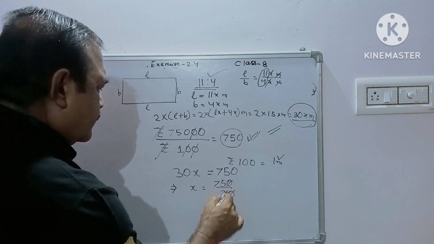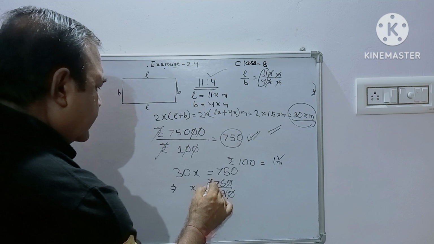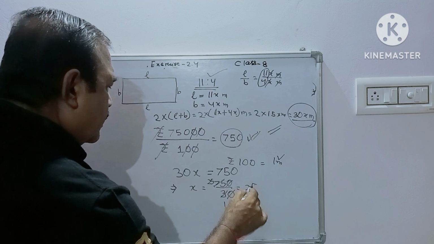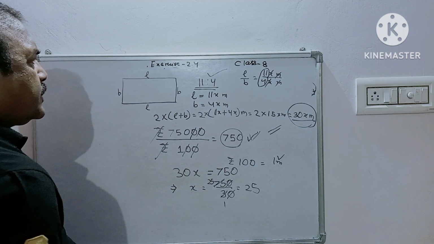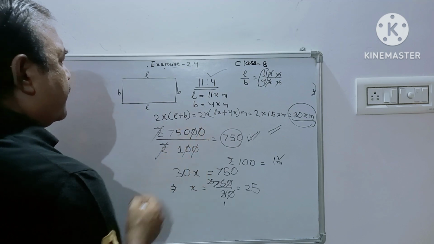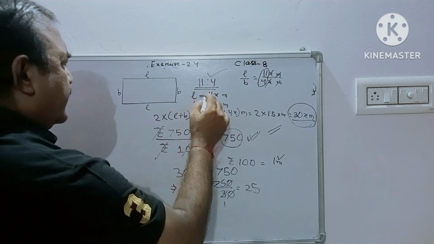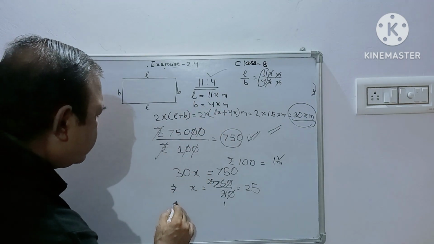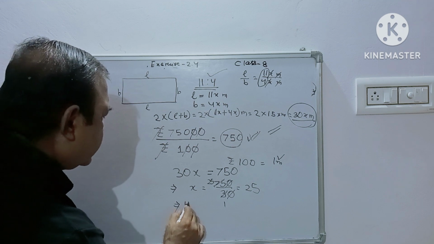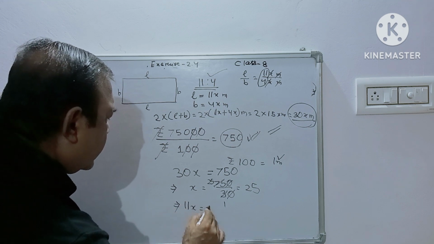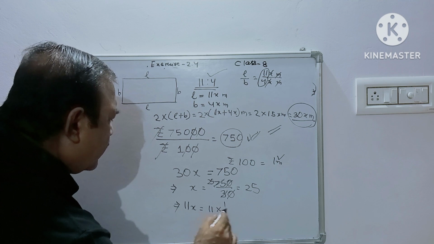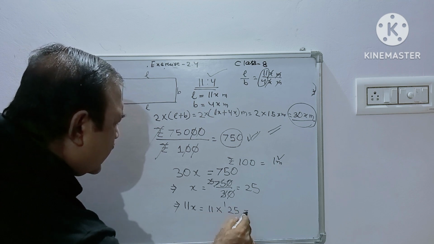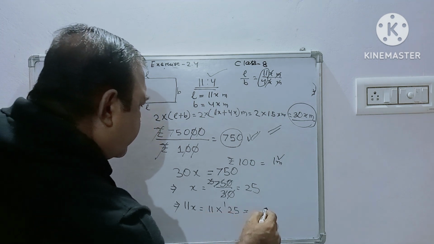3 1s are 3, 25 3s are 75. So x is equal to 25. So if x is equal to 25, what is the length? The length is equal to 11x meter. That means 11x is equal to 11 into 25, that is equal to 11 5s are 55.